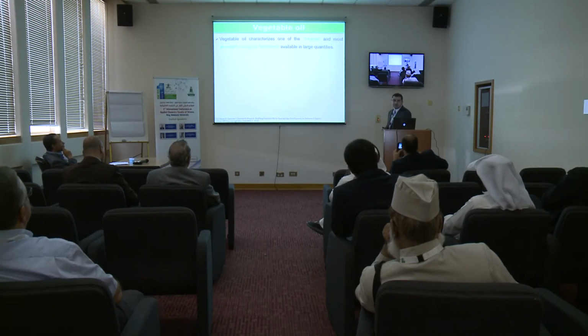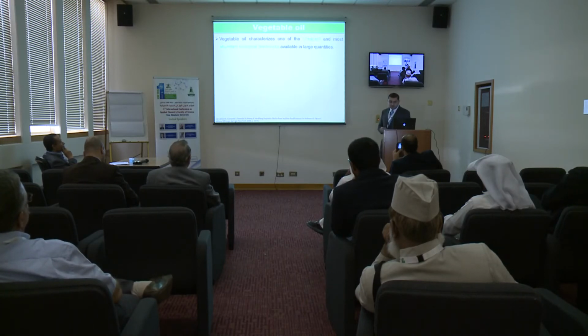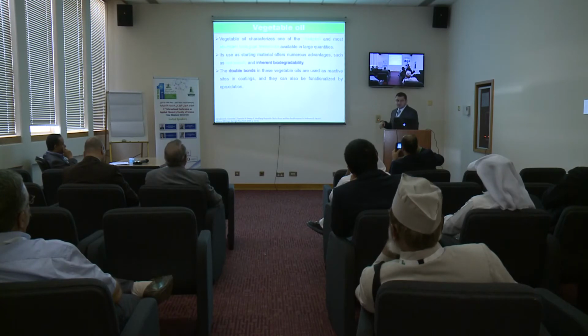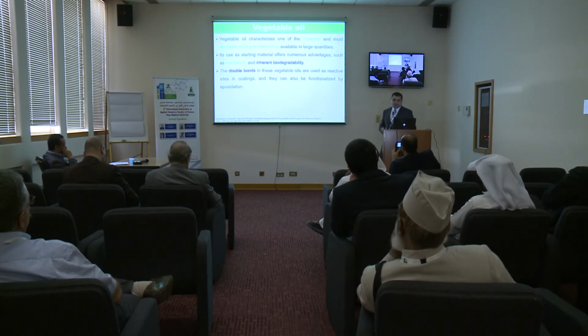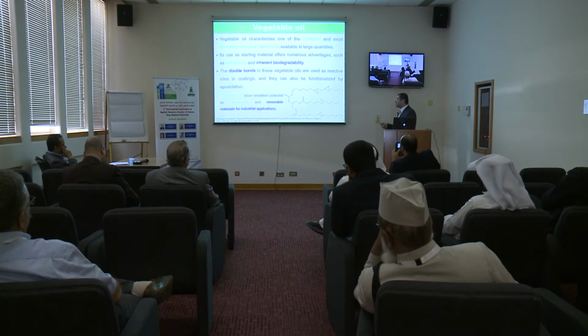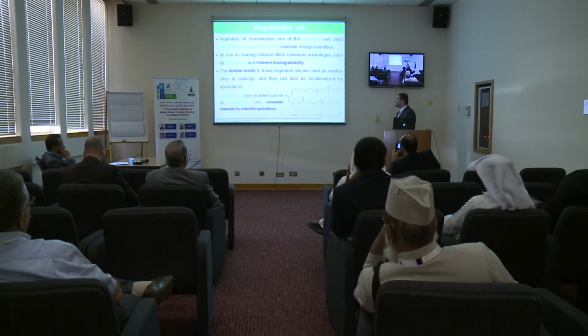Vegetable oils are among the cheapest and most abundant biological feedstocks available in large quantity. As a starting material they offer numerous advantages such as low toxicity and inherent biodegradability. The double bonds in the vegetable oils are used as a reactive site in coatings. They can also be functionalized by oxidation, like this structure here. All the double bonds here can be epoxidized. Epoxidized oils show excellent potential as an inexpensive and renewable material for industrial application.